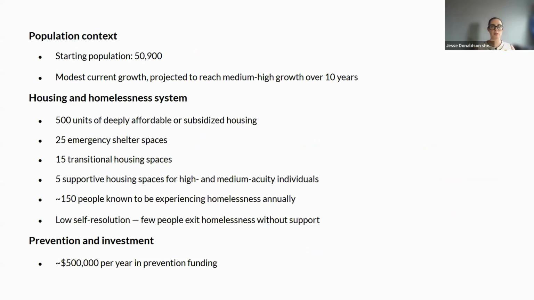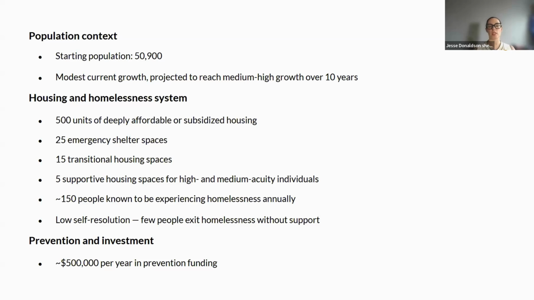So starting population, it's about 51,000. I said in the tool that they're experiencing modest current growth, projected to reach medium high growth over the next 10 years. In their housing and homelessness system, they've got 500 units of deeply affordable. So we'll say they're in Ontario because that's the only province, I think, that has a mandate for community housing subsidized. They have 25 emergency shelter spaces, 15 transitional, 5 supportive housing for high and medium acuity individuals, and about 150 people known to be homeless annually.